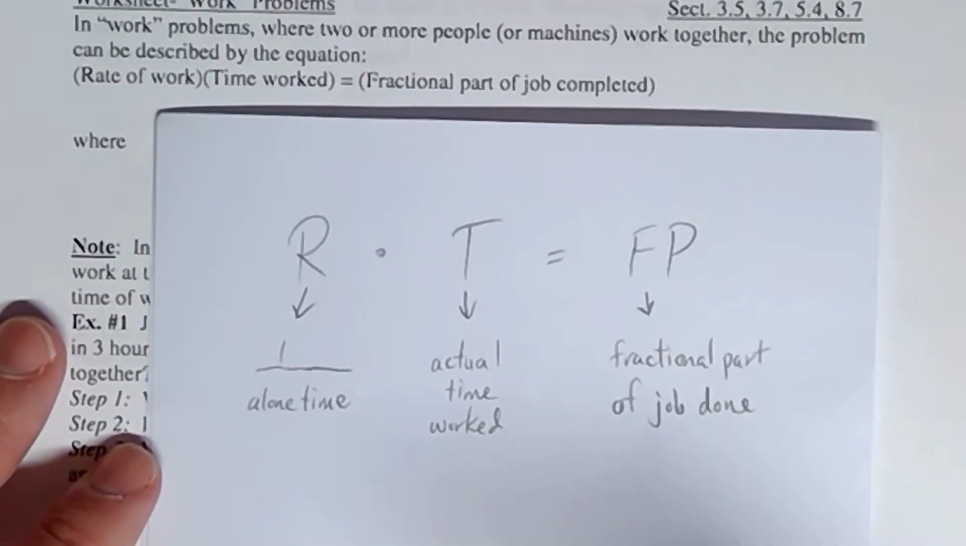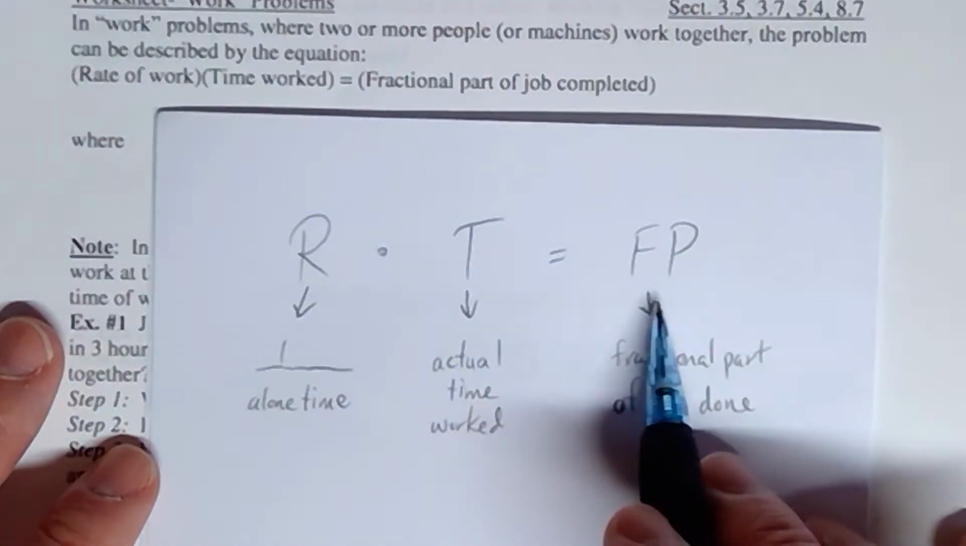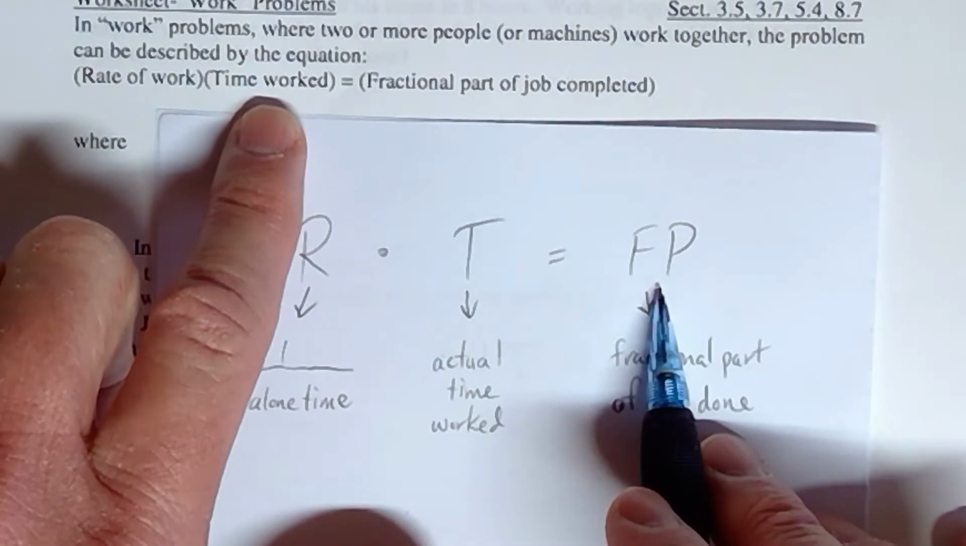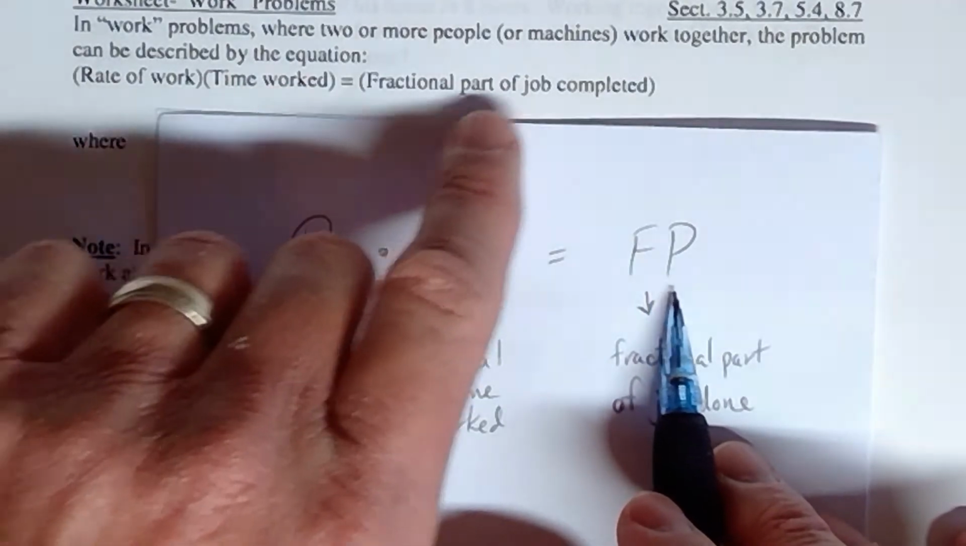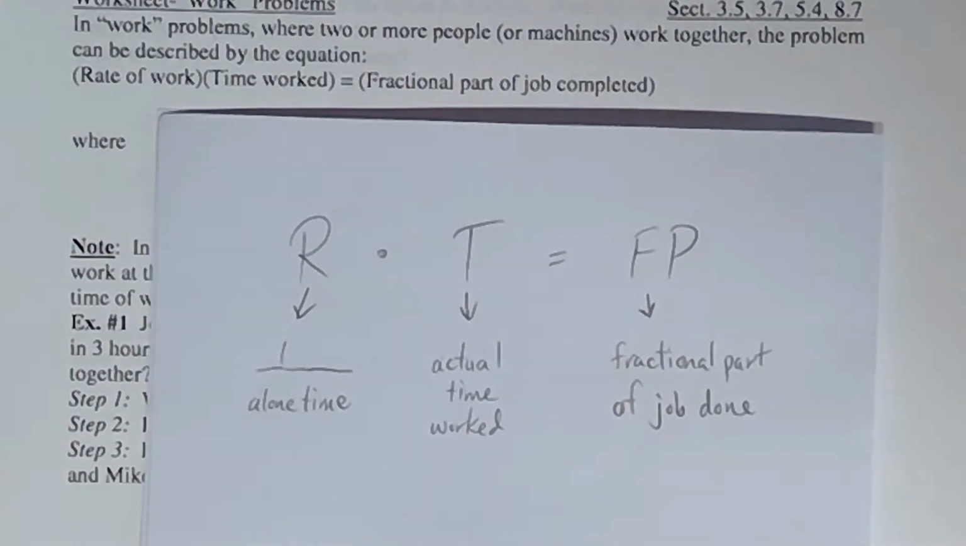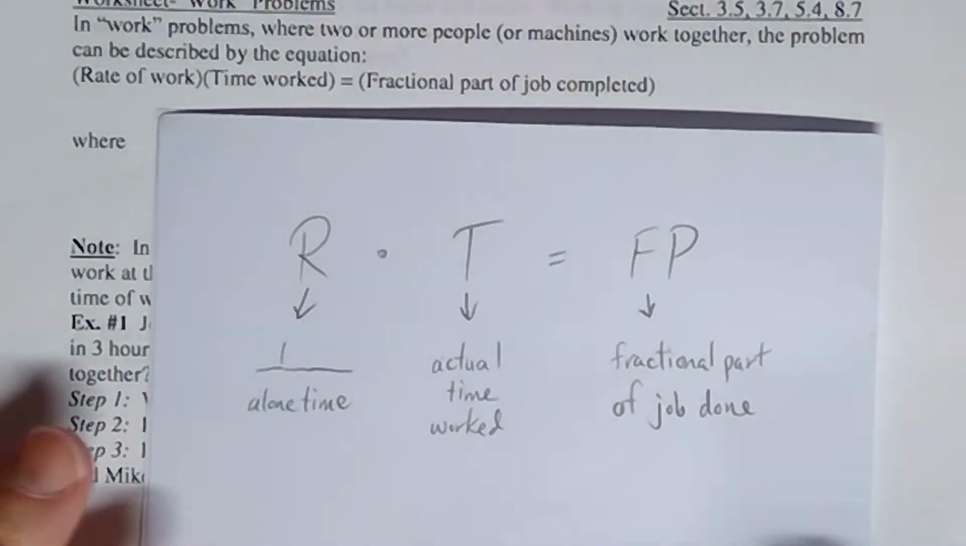What we use is this formula right here, which I abbreviated like I usually do. Rate of work times the time that was actually worked is equal to the fractional part of the job done. So if two people are doing the same job together in order to save time, for example, this is the kind of formula that you can look at.